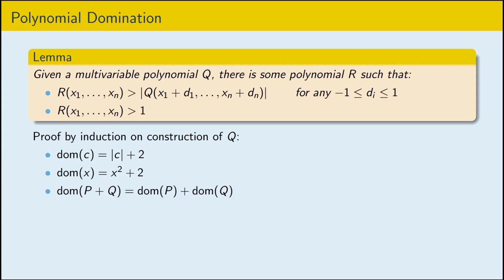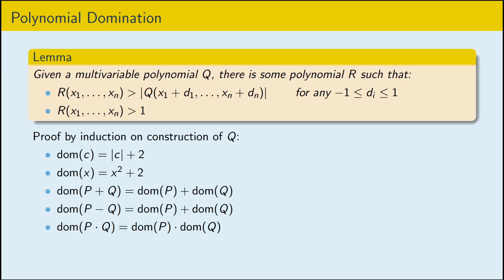If we already know dominating polynomials for p and q, we can find a dominating polynomial for p plus q just by adding them together. And this polynomial will also dominate p minus q. And finally, to dominate p times q, you just take the product of their dominating polynomials. These recursive cases being nice actually makes this a fairly straightforward process. Take your polynomial, turn all the minus signs into plus signs, replace all the constants with those constants plus 2, and replace all the variables with those variables squared plus 2.